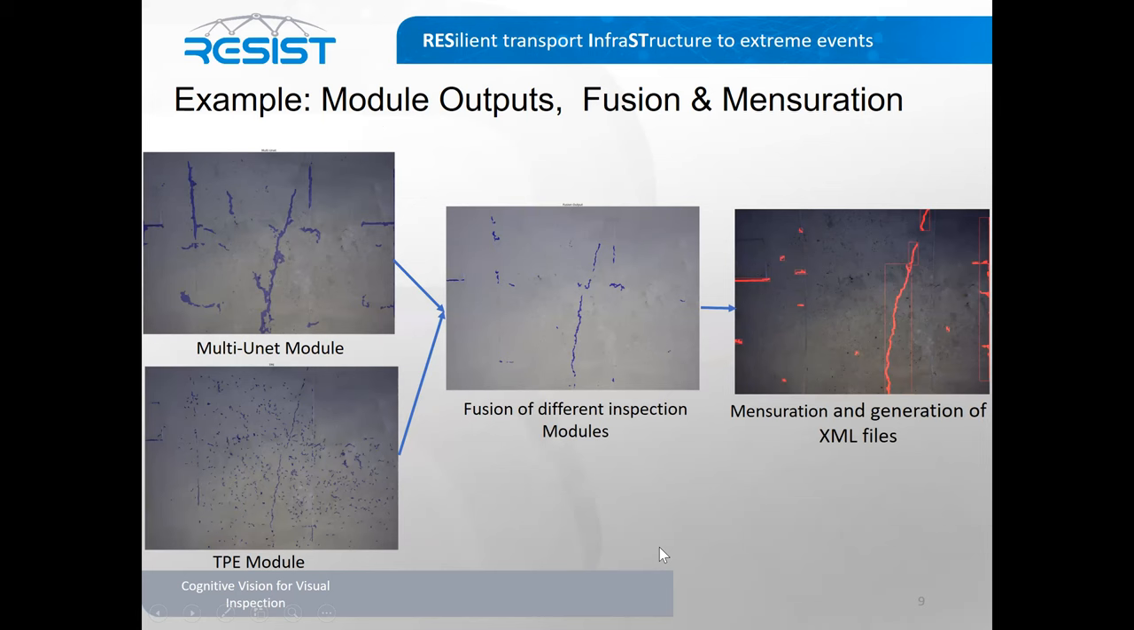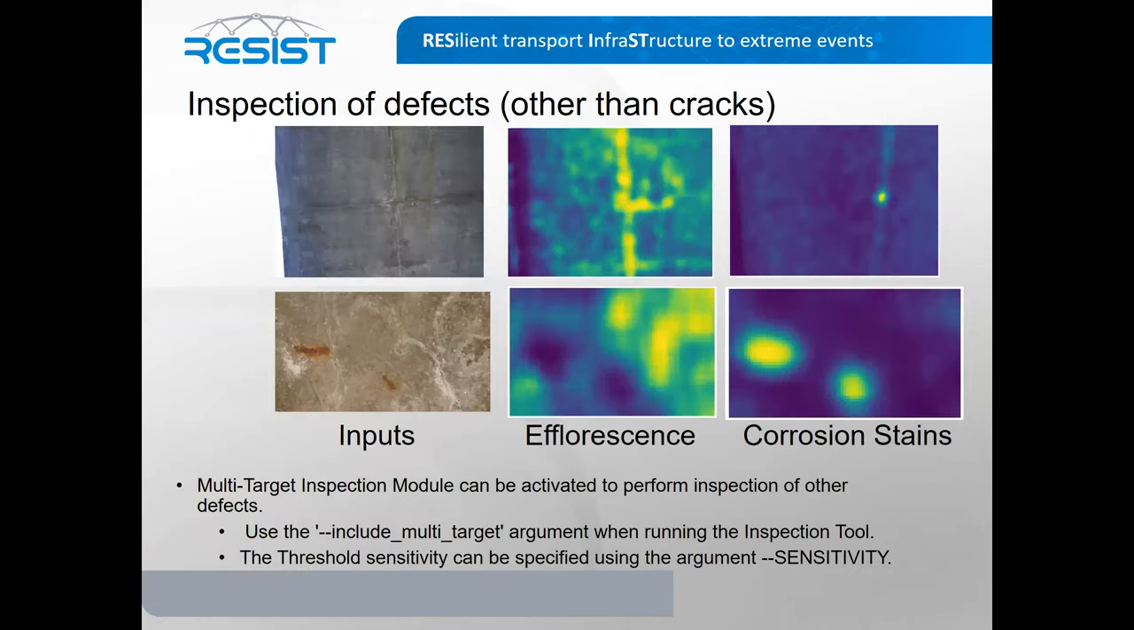files. And you can do additional processing in our system, which is aimed at understanding things like spallation, exposed bars, and corrosion stains, and so on. And this is a deep learning module that's available, called the multi-target inspection module. You just need to call the tool with this --include-multi-target argument, and then it will do the processing for you.